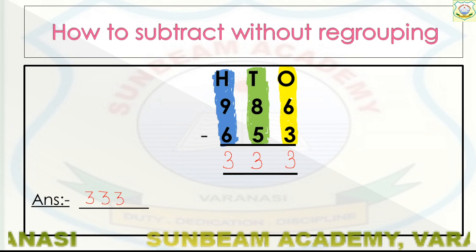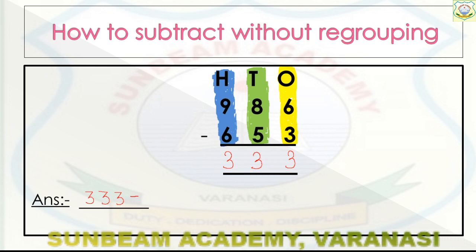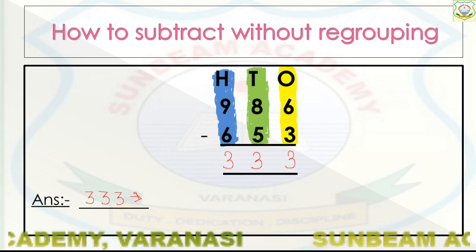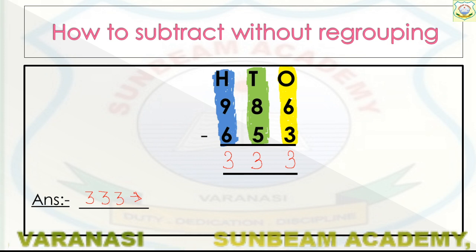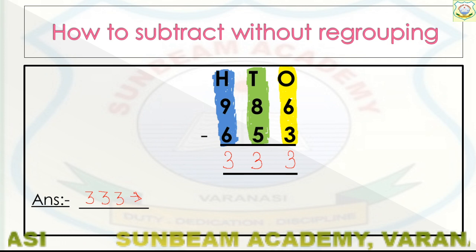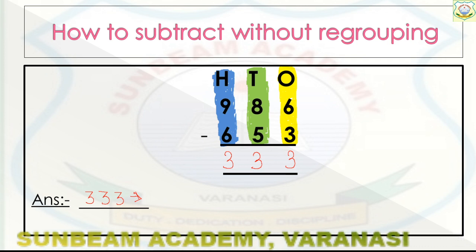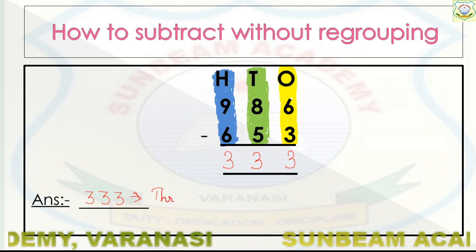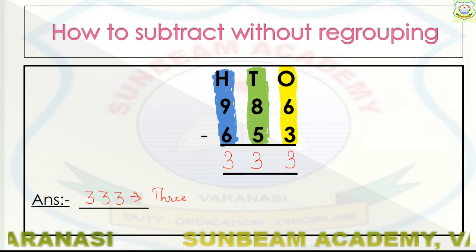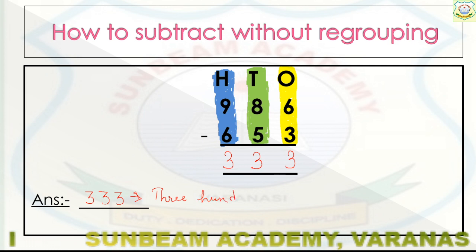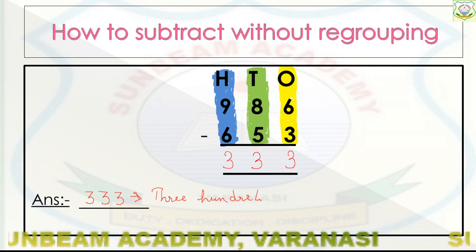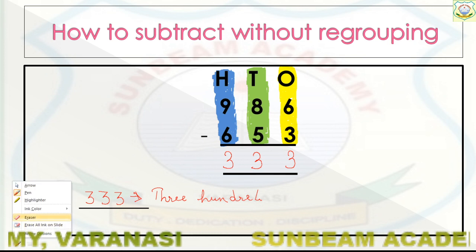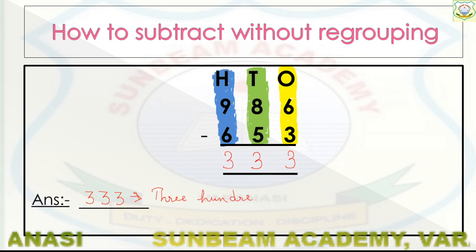But how to read it, students? How will we read this? Do you know? Okay. So let's write that. 3 is at the 100 place. So what will we write? 300. No need to write this in your copy. This is just an explanation part, students. Please don't write it in your copy. Okay? No need to write this.